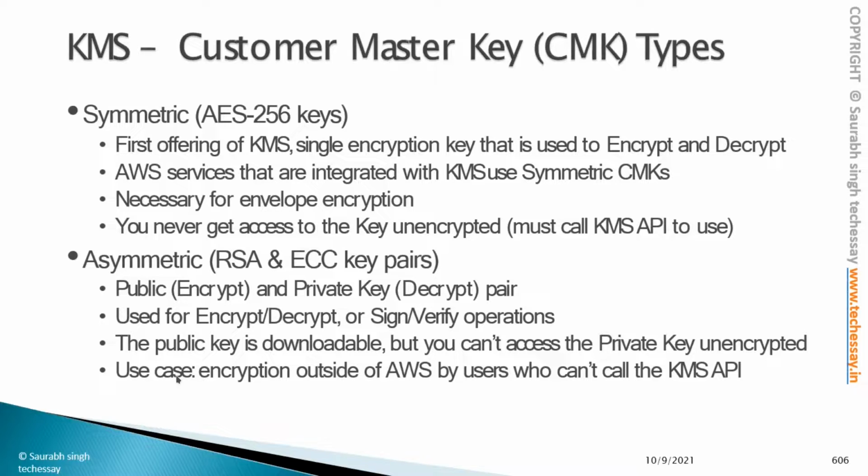Use cases include encryption outside of AWS by users who cannot call the KMS API. For example, when we start our EC2 instance, we download an RSA key pair to connect using SSH. The public key is saved on our EC2 instance, and we download our private key to access our EC2 instance over SSH. So let's move further.